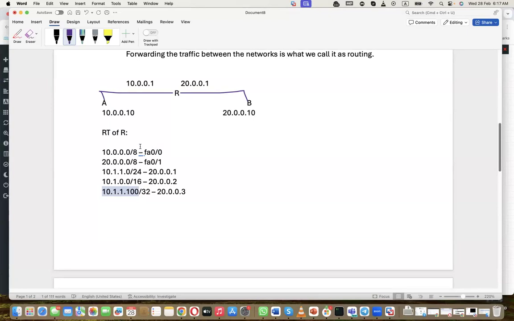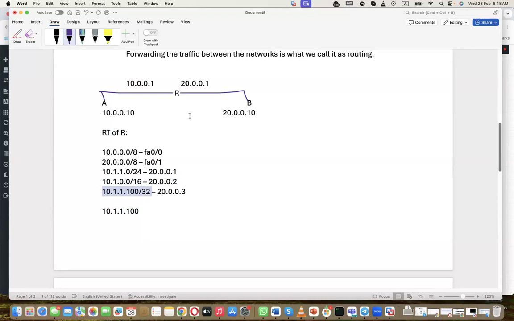In this case, how will the decision be made if the router receives traffic for a specific IP address? Let's say the router has received a packet and it has to forward it to 10.1.1.100. Is 10.1.1.100 part of this network? Yes, it is part of the network, so this can be used for forwarding. Is it part of this network? Yes, so the packet can be forwarded to 20.0.0.1. Is it part of 10.1.0.0/16? Yes. Then I have to forward the packet to 20.0.0.2. And there is also a specific match, 10.1.1.100.